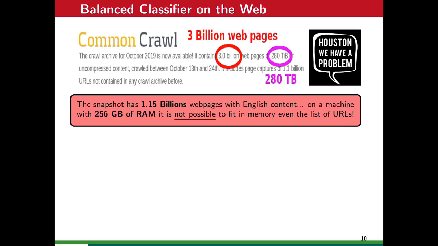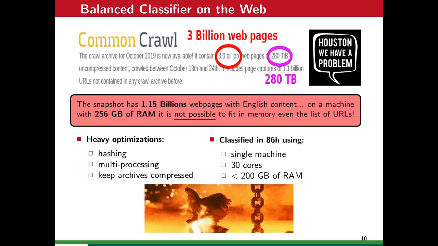To give you an idea of the amount of data, for 1.15 billion web pages with English content that are available in this snapshot, we could not load in memory even the corresponding list of URLs if we were using a machine with 256 gigabytes of RAM. To overcome this issue, we perform some heavy optimization, like for example, uncompressing the archives only in memory, and those optimizations allow us to classify the entire snapshot in a little bit more than 3 days using a single commodity server.